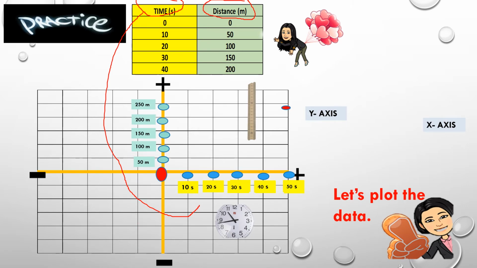200 meters, and then 200. Ito yung axis. So, now that we know kung nasaan na si x at nasaan na si y, ito na si x, ito na yung si y. Okay, now, we are now ready to plot the data.